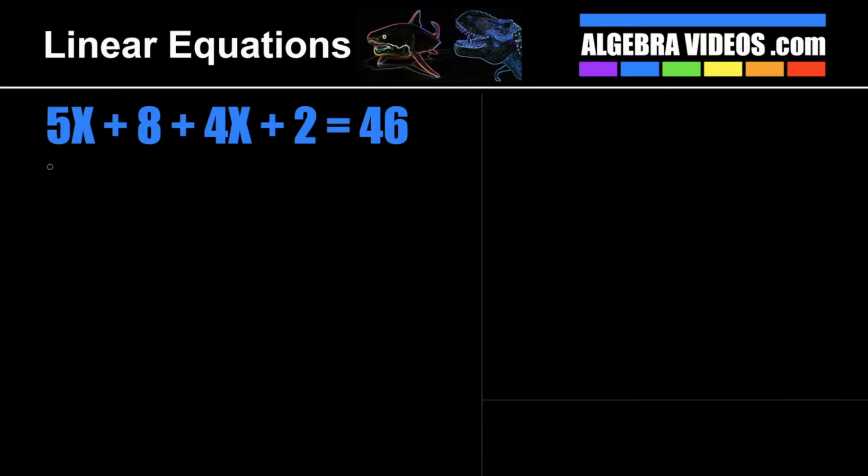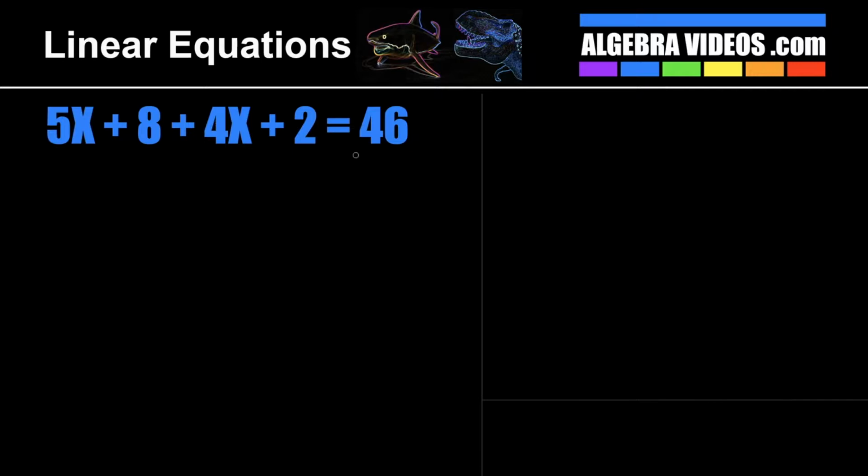On a problem like this, we want to get x by itself. That's our goal. So we want to just keep moving numbers around until x is by itself. The first thing is to just combine the terms that are very similar so we can kind of shorten this problem. Otherwise, it's kind of long. 5x plus 8 plus 4x plus 2 equals 46. It's kind of long and laborious, so we would like to have a short and simple problem.